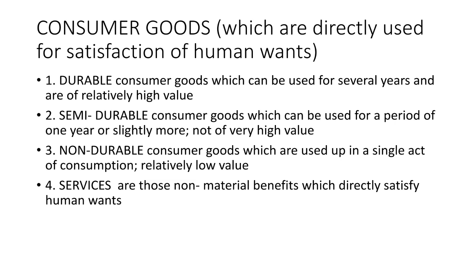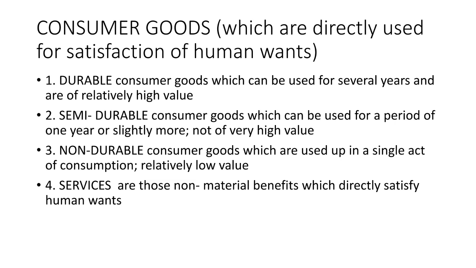Consumer goods are the goods which are directly used for the satisfaction of human wants. These are generally of four types. First is durable consumer goods, which can be used for several years and are of relatively high value, like car, AC, furniture. Second is semi-durable consumer goods, which can be used for a period of 1 year or slightly more, and these are not of high value. For example, clothes we use.